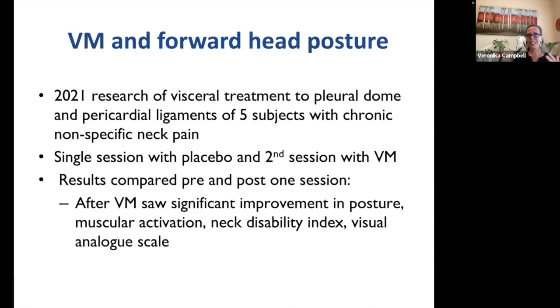So again, you start to look at, and they're finally doing research with specific visceral manipulation techniques from the Barral Institute to these areas and seeing changes. And hopefully more and more research will start to come.